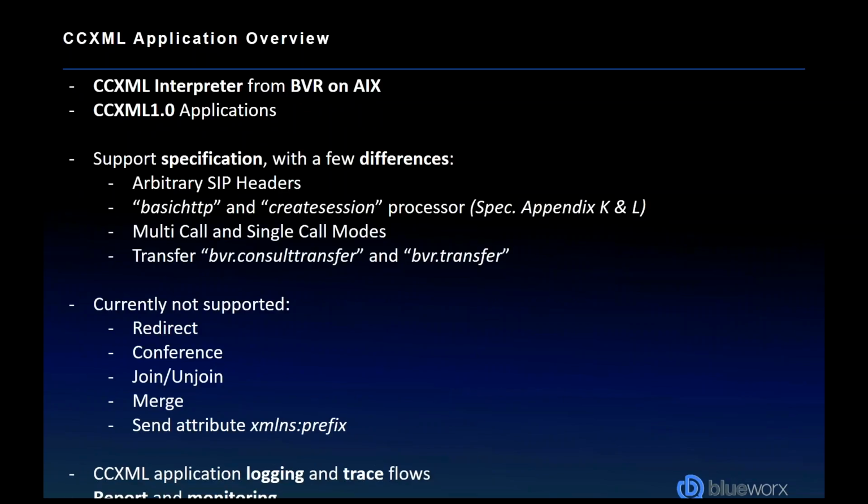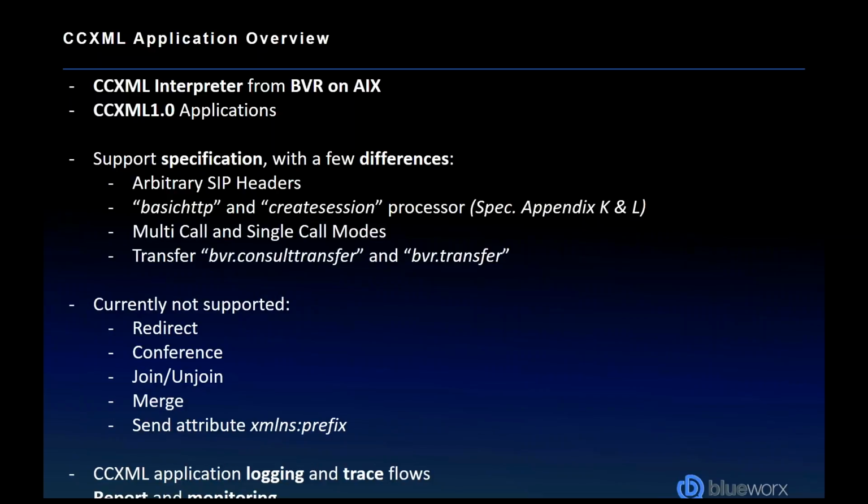Okay, on to CCXML. So, as many have said before, similar to VXML, we also have ported and reused the CCXML interpreter into our Linux platform, providing a similar level of reliability and stability. We support the CCXML 1.0 spec fully, with a few additions. Fully in comparison to our BVR AIX spec, I should say. Again, arbitrary SIP headers, as mentioned before, this is supported on both the VXML and CCXML layer. Again, I'll be explaining this next.